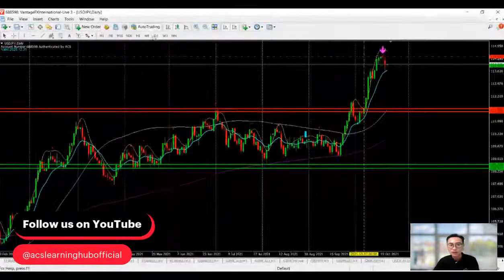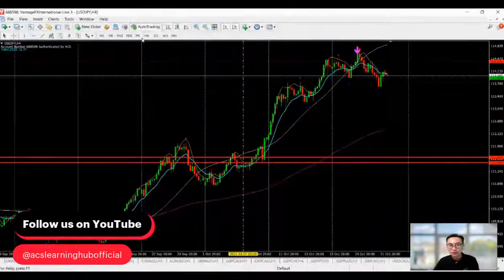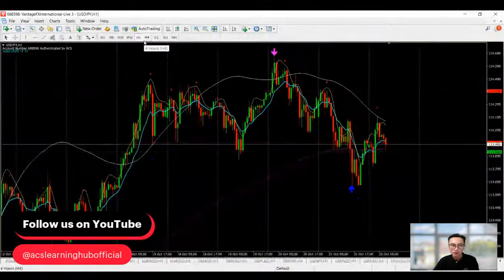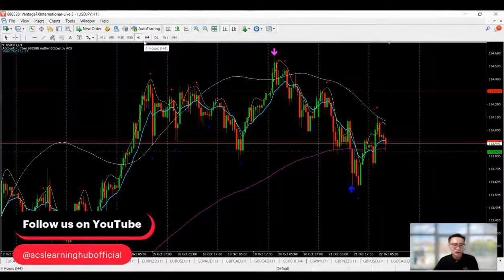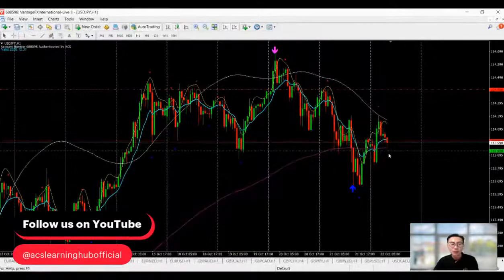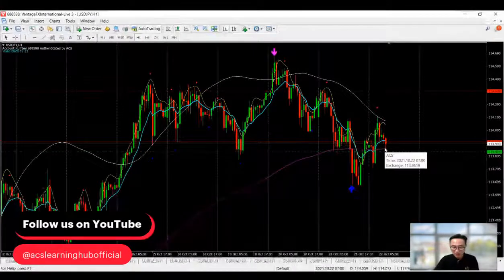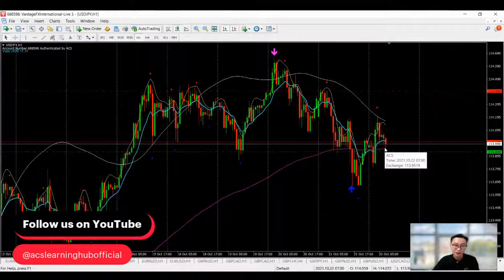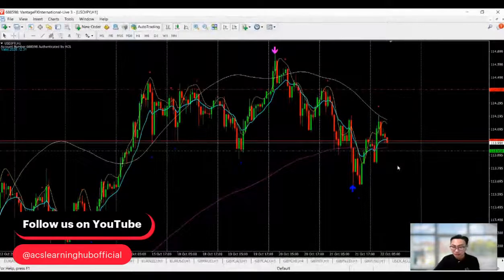Today is still running a bit of support. This support is still very strong. Dollar yen, there's only one way you can do: break the support. It must break the support. When it breaks the support, then you will be able to short. Dollar yen looks good to short, but it must break the support level.